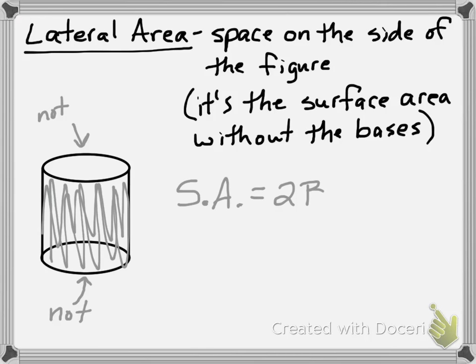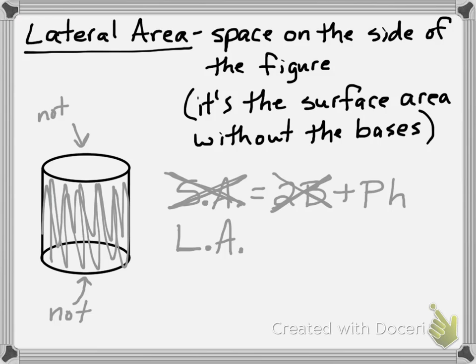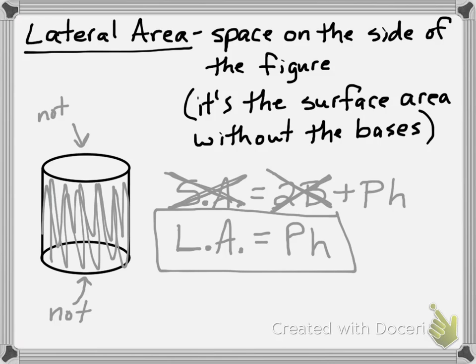So if you think about your formula for surface area, it's 2 times the base, because you're adding the area of the two bases, plus the perimeter times the height. Well, if I don't want this to be surface area, if I want it to be lateral area, then I don't count the bases. So this is my formula for lateral area. It's the same thing as surface area, just without the bases.